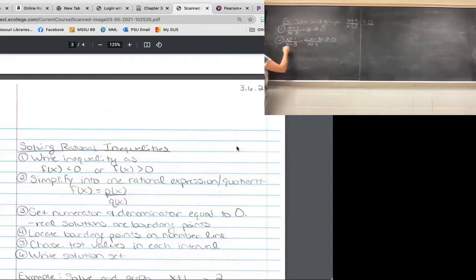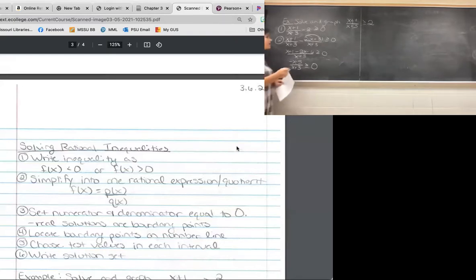Now I'm going to combine these things, and I'm going to distribute. So I have x plus 1 minus 2x minus 6 all over x plus 3 is greater than or equal to 0. So I have negative x minus 5 all over x plus 3 is greater than or equal to 0. At this point is where I have everything on the left side and I have everything all in one quotient. There's nothing else, there's just a top and a bottom.